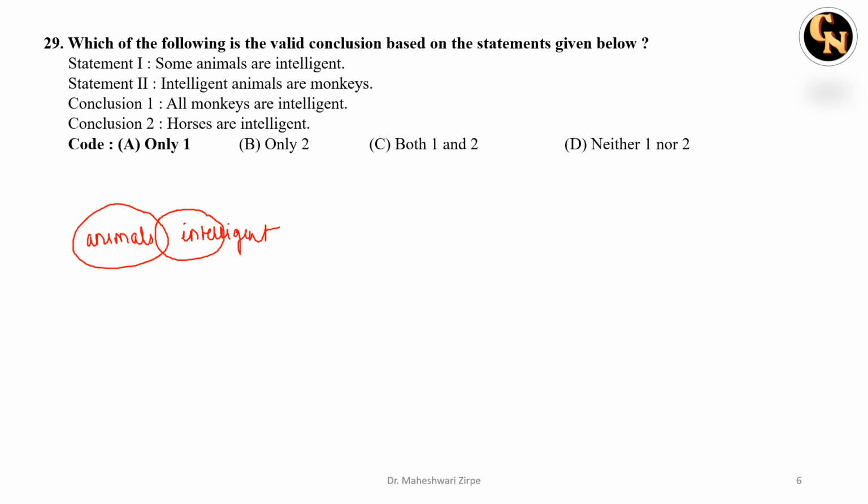So for a few, we have shown a small part is intelligent. It is an animal and also intelligent, this part that is intersecting. So the part where it is intersecting is what statement 1 is telling us. Okay. The next statement says intelligent animals are monkeys. So they are saying all these intelligent animals are, not all animals, but intelligent animals, what are they saying, they are monkeys. So this intersection is what they are saying, it is a monkey.